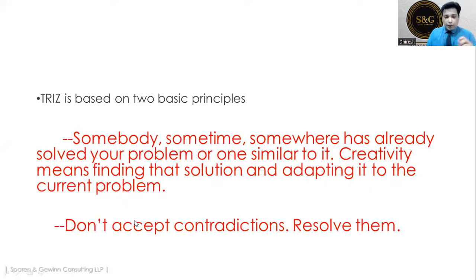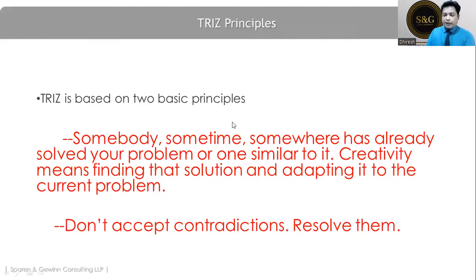Okay, so the second point is: don't accept contradiction, resolve them. In the compromise stage, we have studied that we accept that compromise and live with it. What TRIZ says is, do not accept the contradiction, resolve it innovatively. Those are the two principles on which TRIZ functions. So you need not do something right from scratch. It is already resolved. You just take that similar kind of solution and adapt it to what will be suitable to you. Second is, do not accept the compromise, do not accept the contradiction, resolve it. These are the two basic principles on which TRIZ is standing tall. So these are the TRIZ principles.